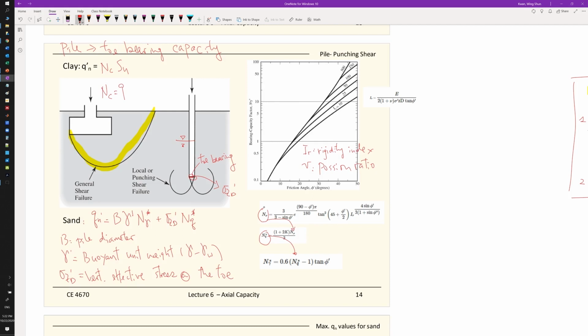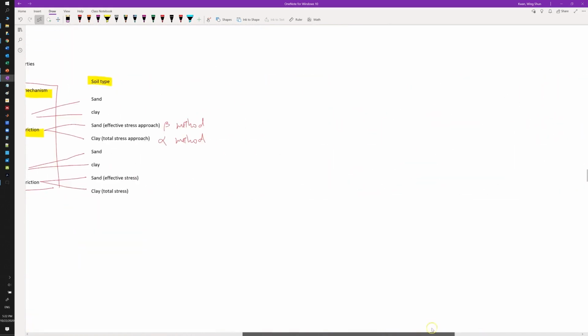The other way is to read off N sub gamma from this design chart. If you know the soil friction angle, you calculate I sub r, then you can find N sub gamma. And if you know N sub gamma, then you can also find N sub q. So if you want to stay away from these lengthy equations, you can use the design chart. But nowadays, with the computation power that we have, those calculations are not too bad. I hope this gives you a picture of what we are doing.